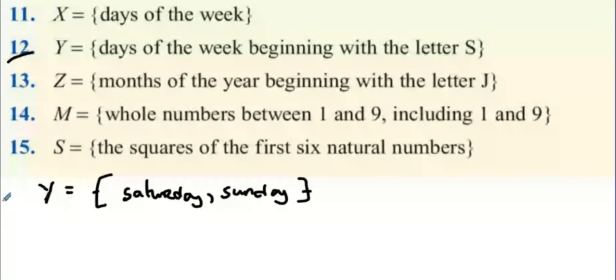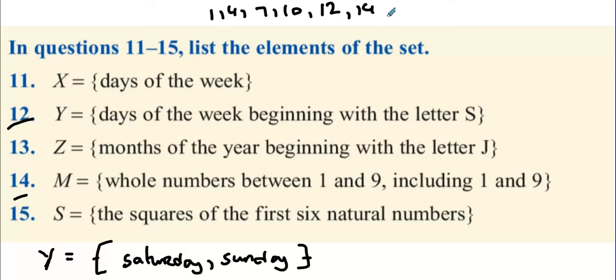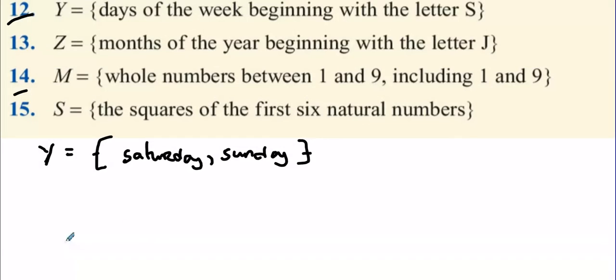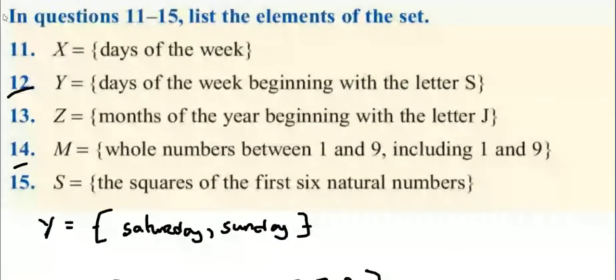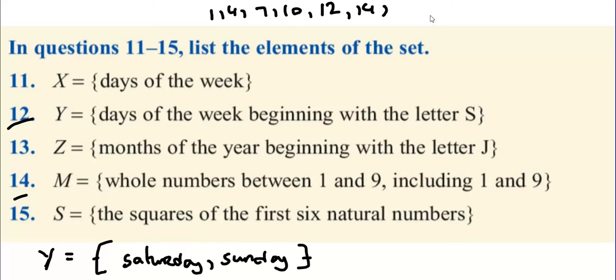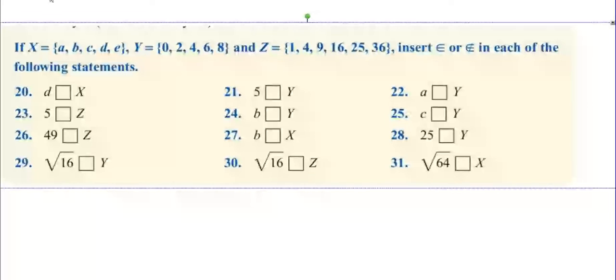And then we'll go for question 14, which is whole numbers between 1 and 9, including 1 and 9. Well, that's pretty easy. It's just 1, 2, 3, 4, 5, 6, 7, 8, 9. Okay, that's grand. Let's keep this going. Good. And let's move to the next part.